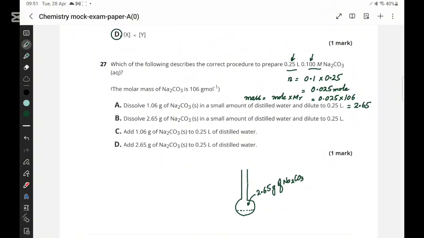water, and then you are going to stir it. There is a calibration mark at the top, and that is what 0.25 liter represents, and you are going to add the remaining water up to this mark, and that helps you to prepare the solution. So you are going to dissolve 2.65 gram of Na2CO3 in a small amount of distilled water and then dilute it to 0.25 liters. So our right answer is going to be B.